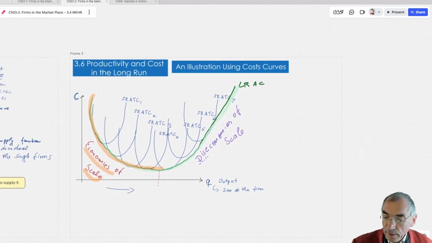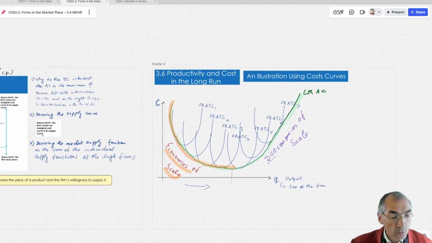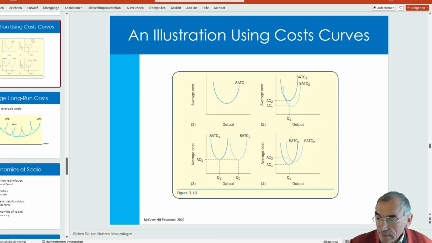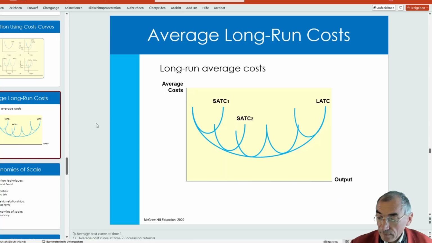Now, back from my graph to the pictures that we find in the book. Figure 3.10 goes a bit in this direction and shows how it goes down here. Figure 3.11 shows this envelope here as the long run average costs, and then the different short run average costs in this graph. It's not total, it says here average cost, so it's short run average total cost and long run average total cost.